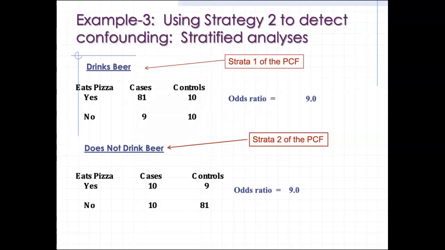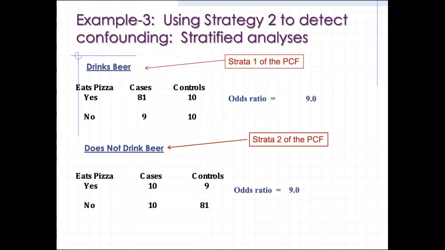These are very similar to one another. In fact, in this example, they are the same. So that's the first flag that tells me that I could potentially have confounding. Those strata-specific measures should be really close to one another. In fact, they're actually the same.